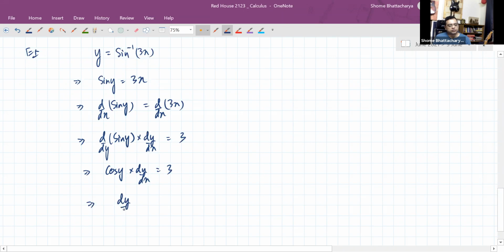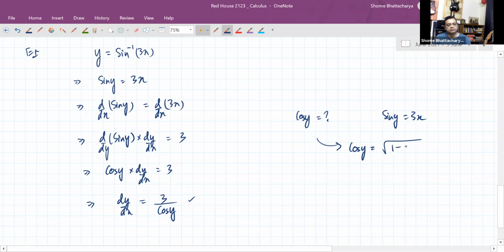So most of you have got to this step without any difficulty, I guess. But now the next step, I have to just express cos y in terms of x. So I have sine y is equal to 3x. So cos y is square root of 1 minus sine square y. So that is, so that's how we get the square root of 1 minus 9x squared term. Okay. So finally, we will express.